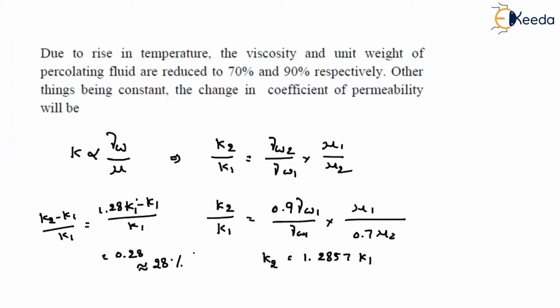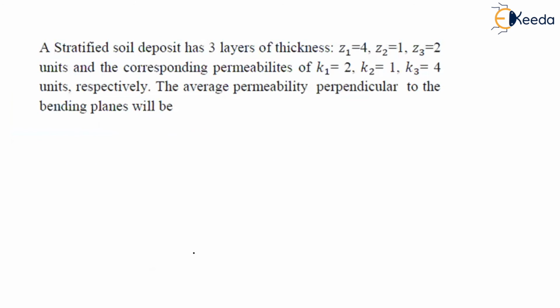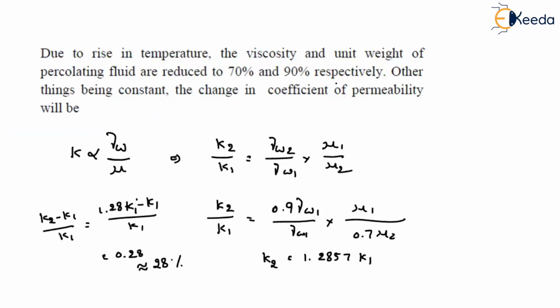Now, as you can understand, your K2 is more than K1, so we can say that your permeability is increased due to the increase in temperature. This is about some of the problems, and in the next video, let us see some more problems based on permeability. Thank you.